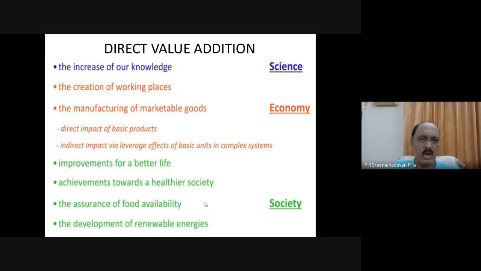And it should increase our knowledge. The values and knowledge should be increased. And it should create more working places. Otherwise, if any innovation cannot provide for the survival of humanity and the workforce, then what is its use? And it should result in manufacturing of marketable goods. Marketable goods means goods the people need, products the people need, not for namesake. And then it should have improvements for better life. It should have achievements towards a healthier society.